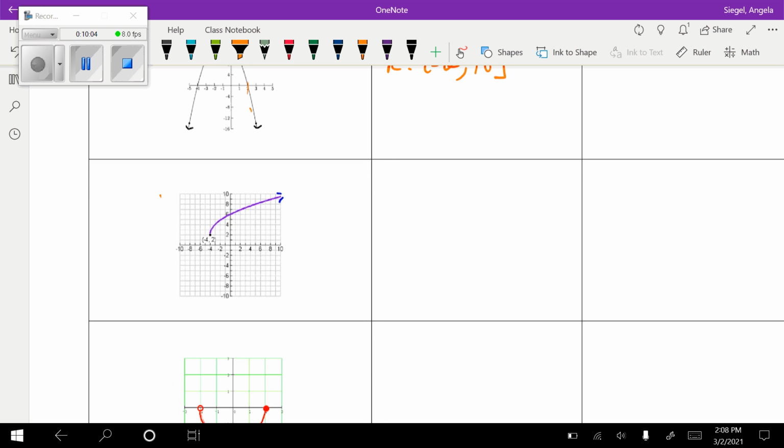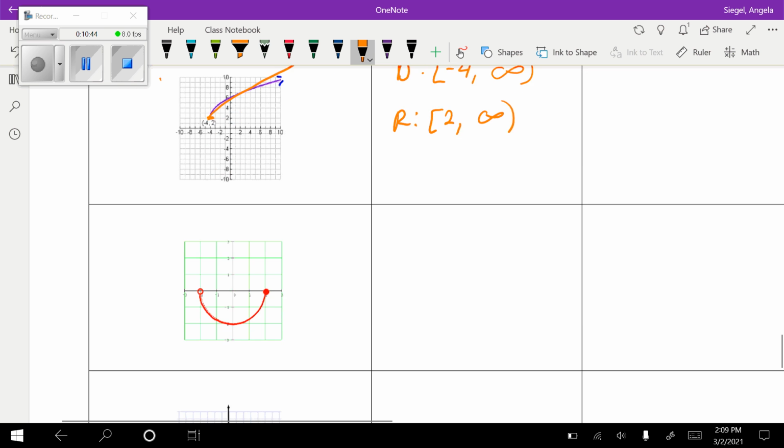Okay, so let's look at this one. It starts at -4, -2. What does that mean for my domain? How far to the left does it go? -4. So it touches -4. How far to the right does it go? Forever. So I'm going to put parentheses there. Let's do the range. How low does it go? That's the lowest that it goes, so that's 2. How high does it go? It's going to keep going up and up and up. So it's also going to be infinity.